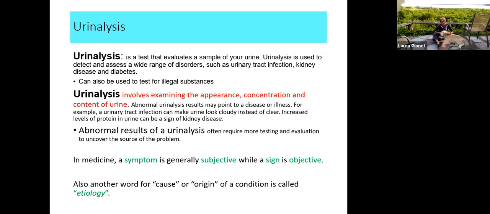I feel cold. That's subjective. A sign is something that you find, like when you take their blood pressure. The sign of elevated blood pressure is maybe 160 over 105 millimeters of mercury. That's objective. Pupillary responses when you're doing a physical exam, doing your cranial nerve tests on a patient and obtaining results, things like that. X-rays, the results of blood work, the results of urinalysis, they're all objective. Also, another word for cause or origin of a condition is etiology.